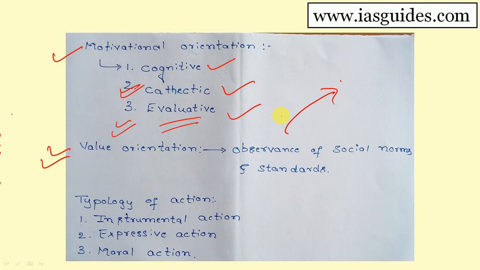What are the values in the society? What are the norms in the society? The value orientation is also an element in choosing the action of an actor in a social system, according to Talcott Parsons.